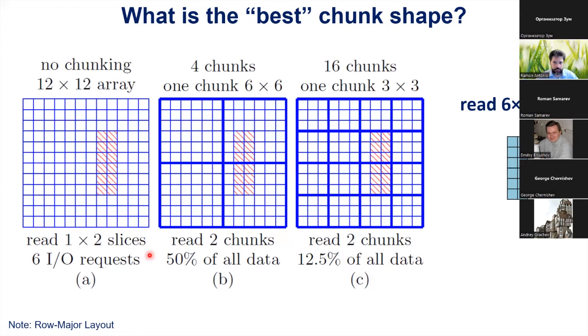Without chunking, we need 6 I/O requests to complete the operation. We can chunk the array like this, for example. However, the situation gets worse, as now we read half, or 50%, of all the data, because a chunk is an I/O unit. A better chunking would be similar to case C. We still do only 2 I/O requests, so we read almost exactly the array portion we need. And this is only one example.